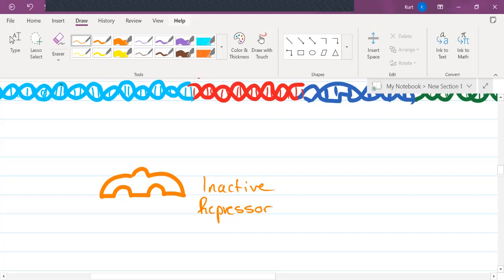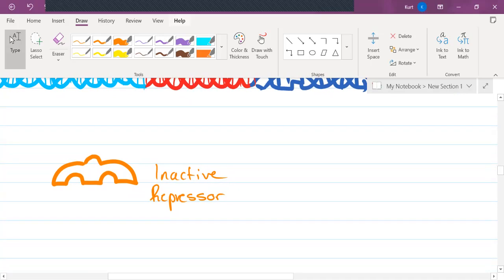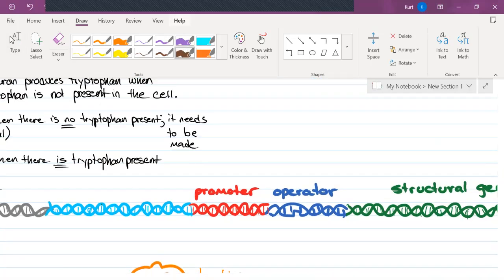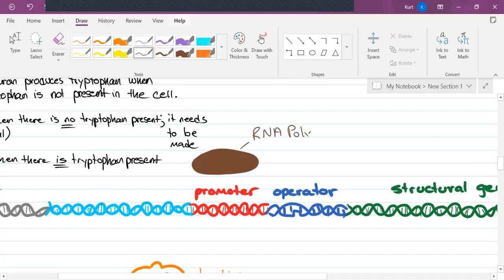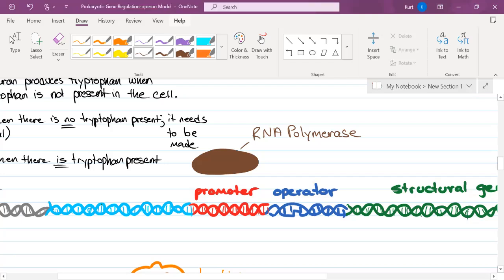So don't draw this. Just watch. Can that fit in there right now? No, can't happen. So the repressor is inactive. What that means is the enzyme that we call RNA polymerase, and this is where I want to ask you, can anyone tell me, what does RNA polymerase do, or what does it make? Ryan? From what? Very good. RNA polymerase will make RNA from DNA.